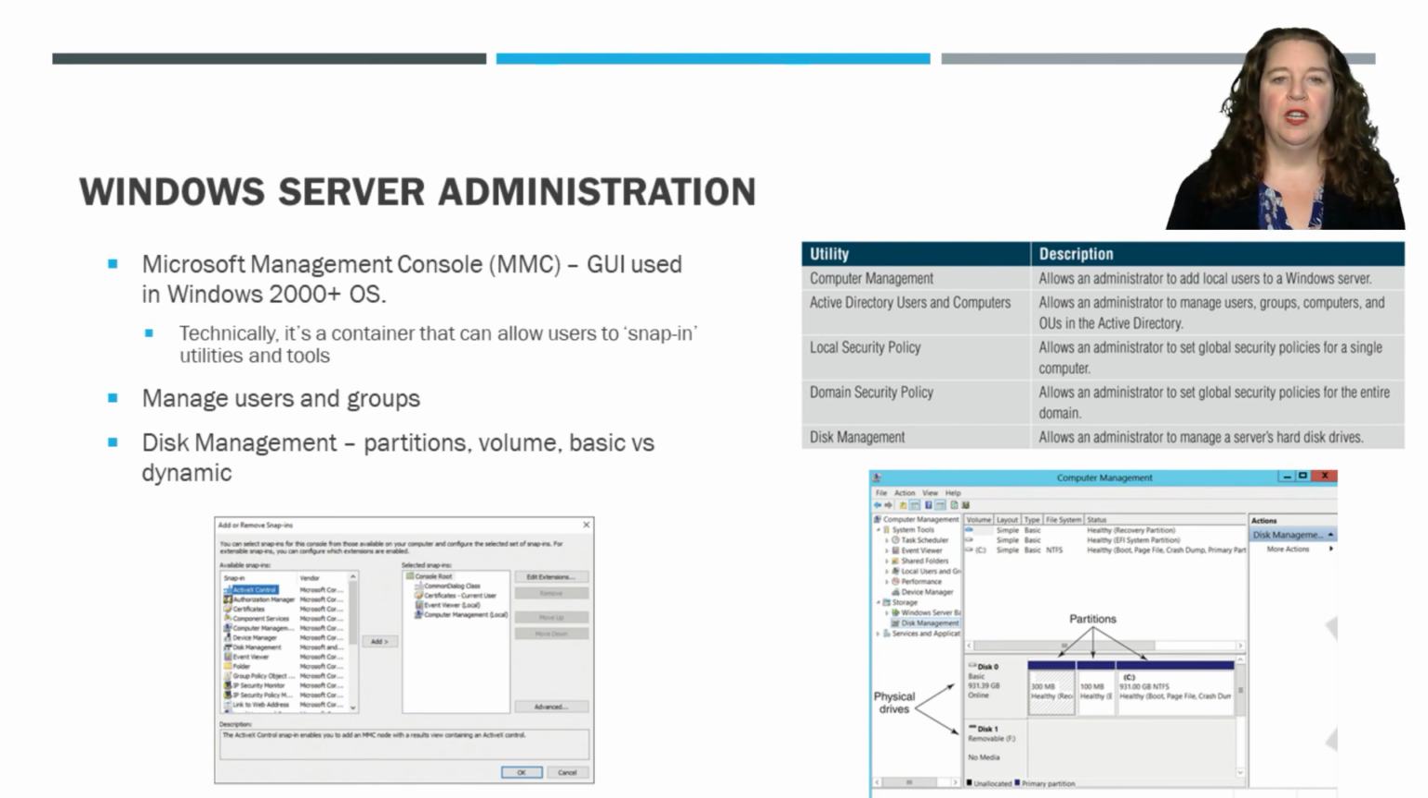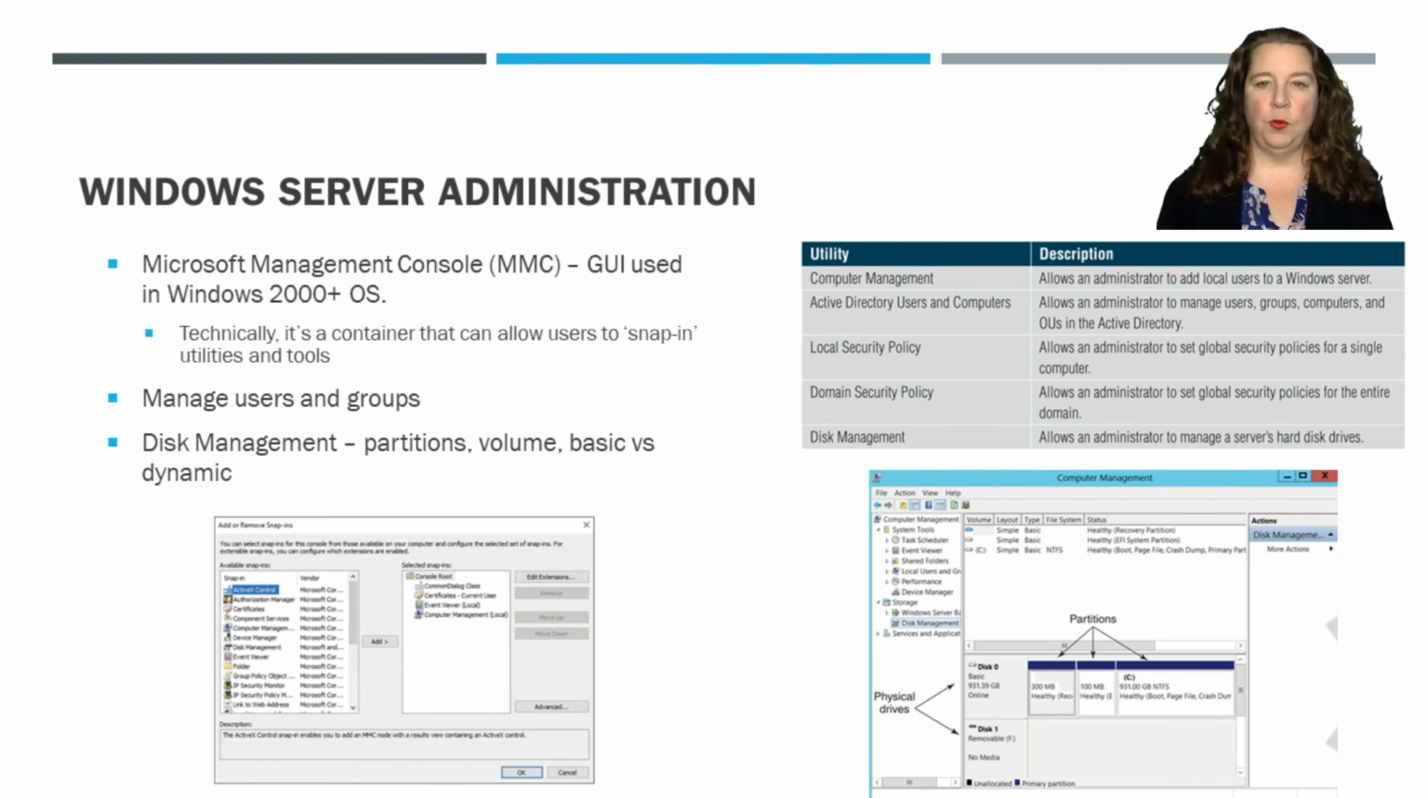The example given down here shows you the snap-in ability where you can pick, what do you want to manage? What pieces of information do you want? Do you want IIS? Do you not want IIS? Let's go ahead and add it if you want it. Do you want your Hyper-V in there? Cool, let's add that. And we can snap in any of these different utilities or tools that we want into our Microsoft Management Console. You can manage your users, your groups, and your disk management at this point.